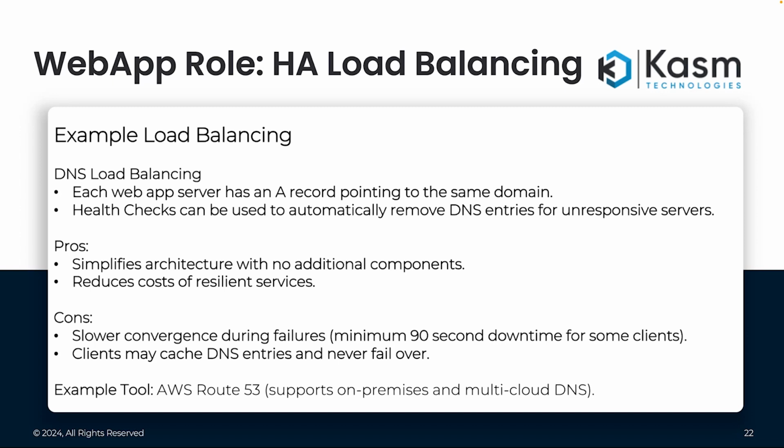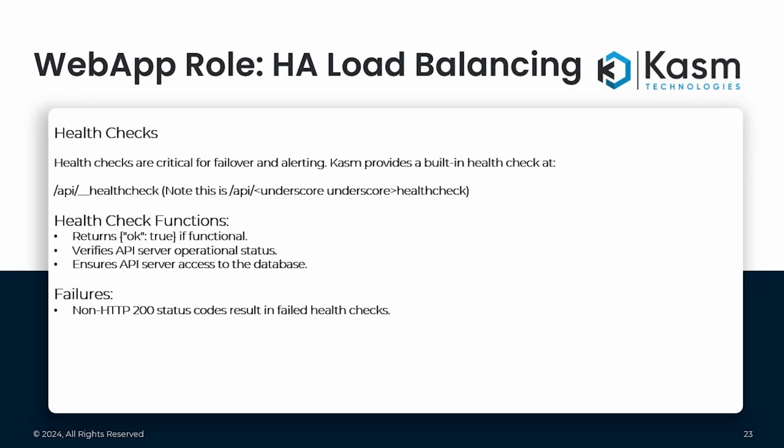Supporting both on-premise and multi-cloud DNS, right? But that's a prime example of an HA load balancing. Diving a little bit deeper into the health checks themselves, right? Again, they're critical for that HA availability, whether it be the web app balancer or the DNS balancer, right? You have to leverage those.